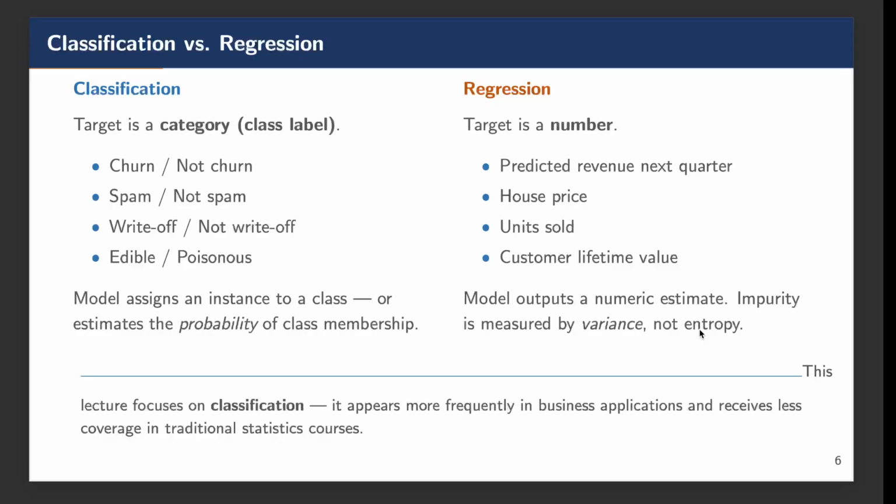So regression, on the other hand, deals with a numerical target. For example, predicting the next quarter's revenue, or predicting the house price, or the units sold. While regression measures impurity through variance, this lecture only focuses on classification because it is incredibly common in business, and it often gets less coverage in traditional statistics courses.